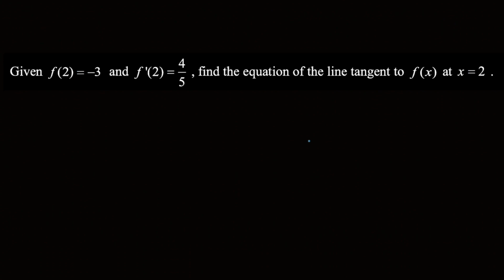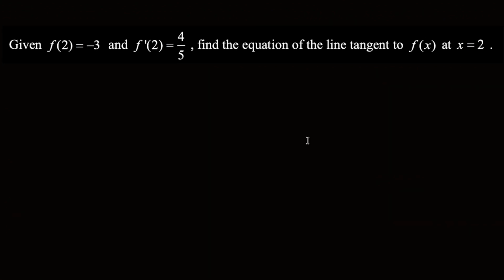Let's go ahead and take a look at one more problem. This is a question you might be given, which looks scary because it's just showing you notations. There's really no work to do here. They're giving you f of 2 equals negative 3. So what that means is when x equals 2, y equals negative 3. Then they say, and f prime of 2, which means the slope at 2, so the slope is equal to 4/5, only at x equals 2. They want the equation of the line tangent.